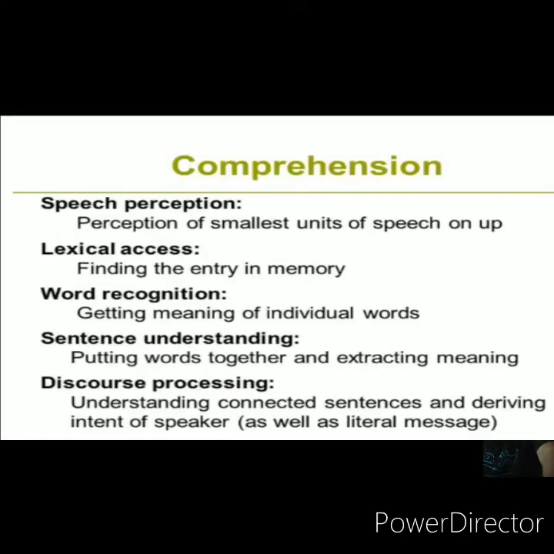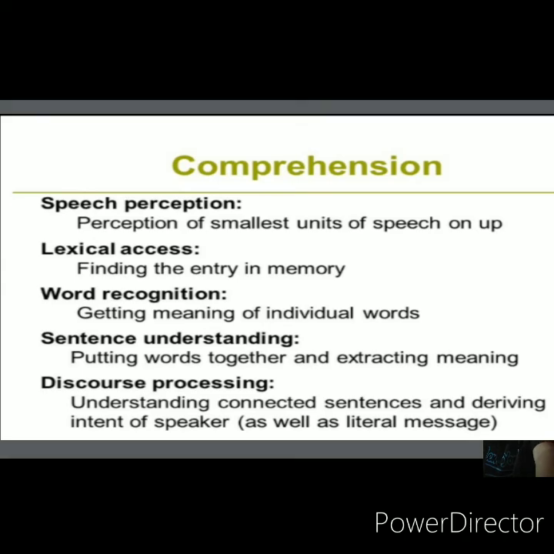Comprehension: speech perception of the smallest units of speech. Lexical access is finding the entry in memory. Word recognition is getting the meaning of individual words. Sentence understanding is putting words together and extracting meaning. And discourse processing is understanding connected sentences and deriving the speaker's intent, as well as the literal message.